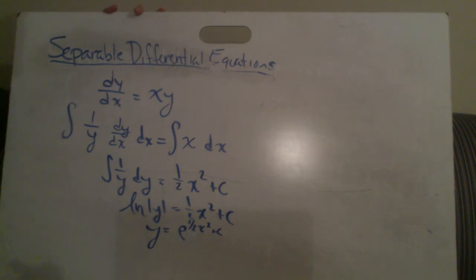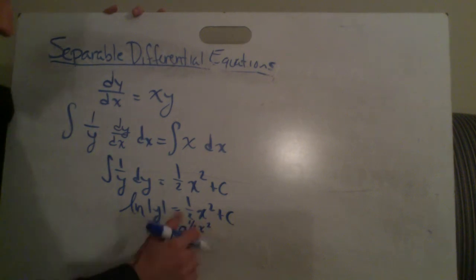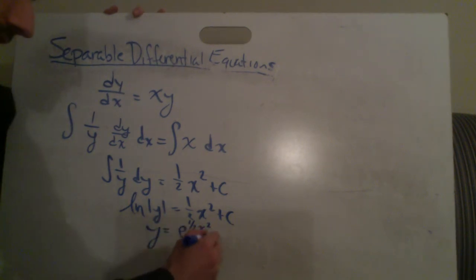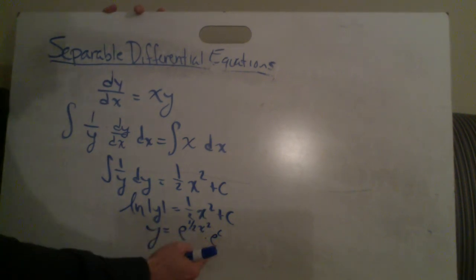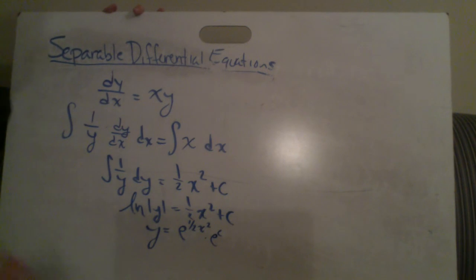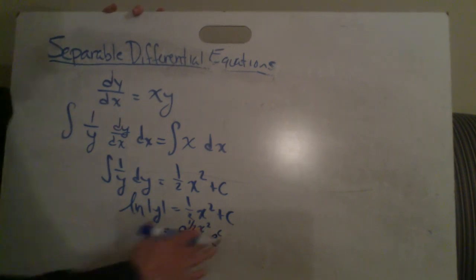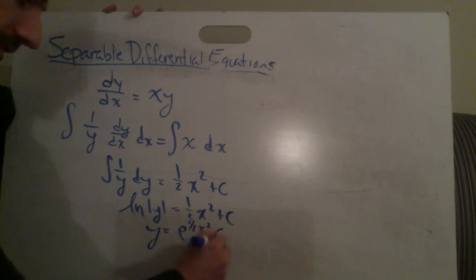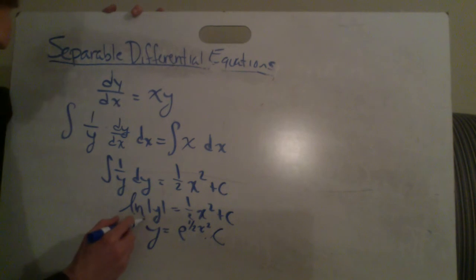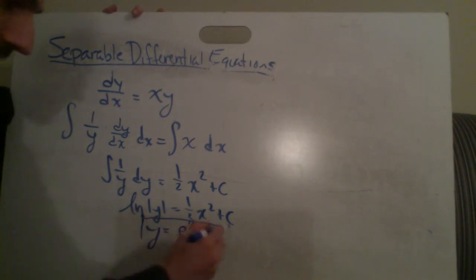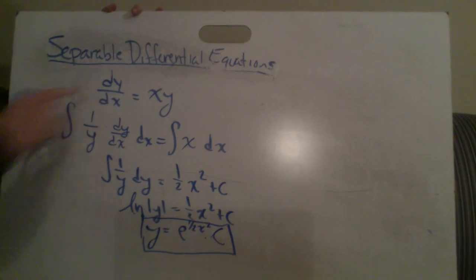This is kind of weird because a constant in an exponent is a bit odd. So we remember that when you're adding two exponents, this is actually e to the 1/2 x squared times e to the power of c. And more commonly, since e is a constant and c is a constant, we can write this as just one big constant, the capital letter C, which looks indistinguishable from my lowercase c. But know that it is the capital letter C. So here's the solution to this differential equation.